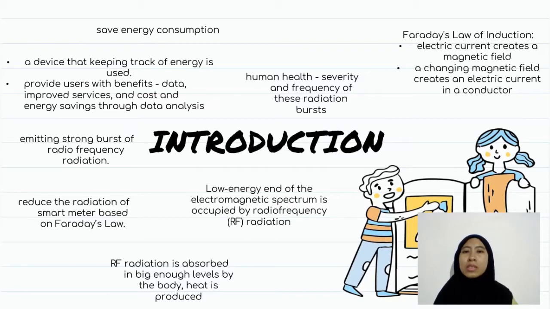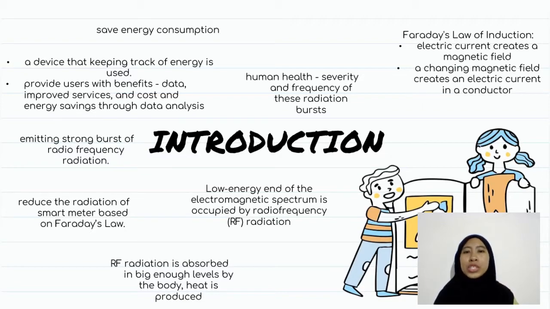through data analysis. But despite the claims made by the companies, it is not well received outside America. There are some issues regarding smart meters. It is said that they emit strong bursts of radio frequency radiation. The devices are particularly harmful to human health because of the severity and frequency of the radiation bursts. There are 2,000 complaints felt by the users.